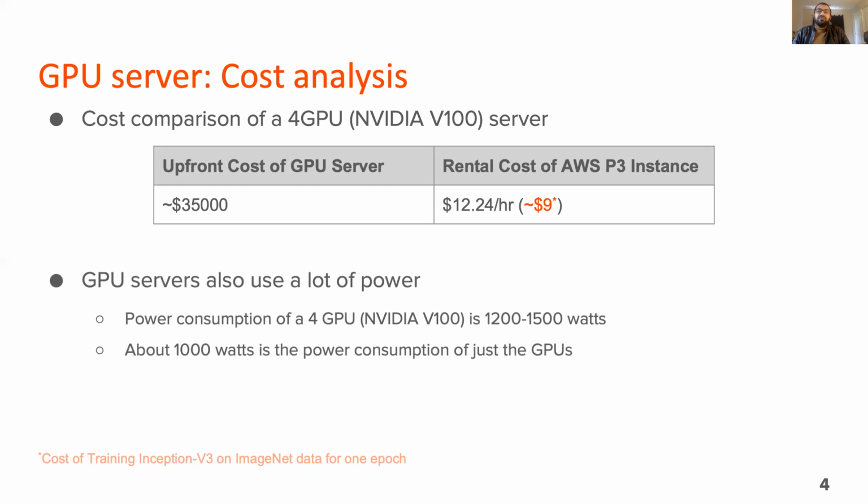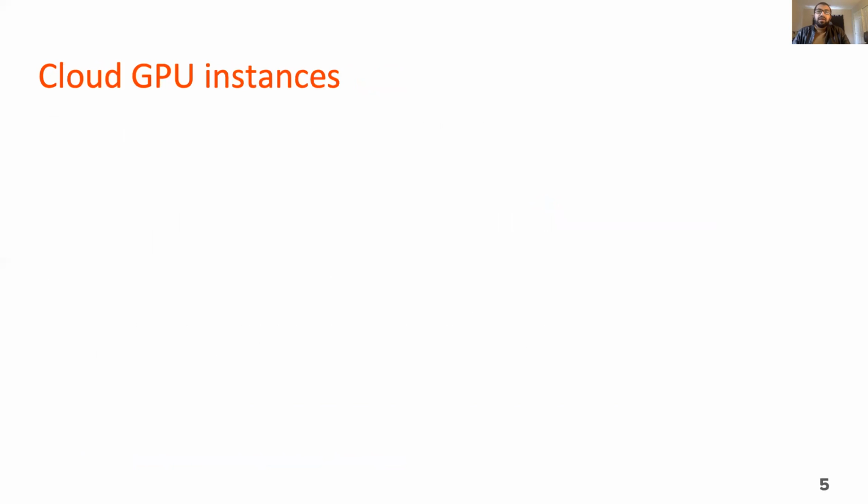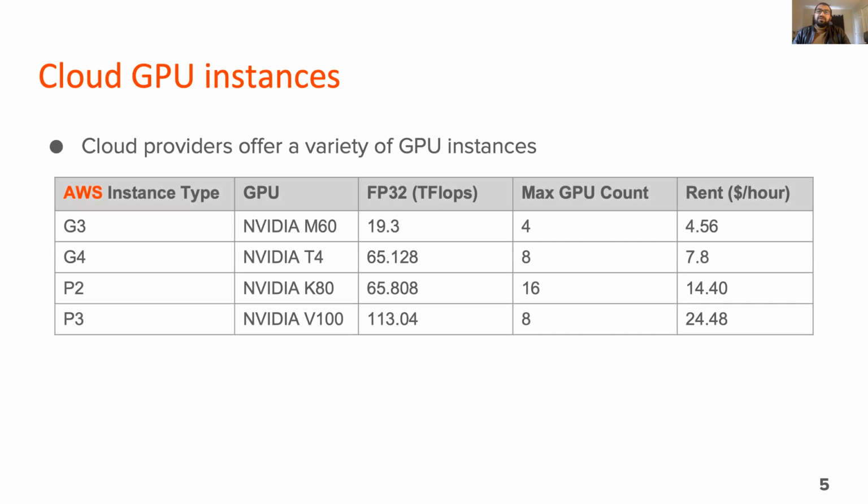Also, GPU equipped machines consume a lot of power. A GPU server roughly consumes power varying between 1200 to 1500 watts. Each GPU typically consumes 200 to 300 watts of power. Cloud providers typically offer a variety of GPU instances. The table shows some of the offerings from Amazon Web Services.